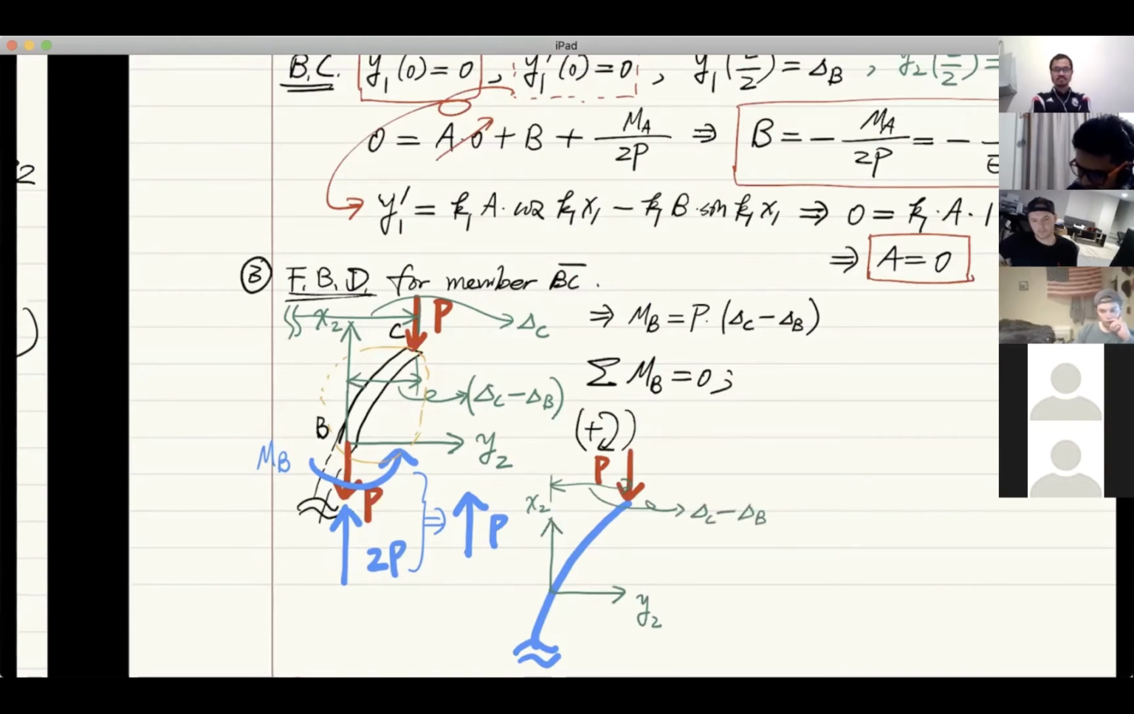But our free body diagram is not at the end. Our free body diagram is cut from here to somewhere in between. That's how we cut the free body diagram. So even at this point, you will still have this force P. And do we have internal moment? We do, right? We do have internal moment because you cut it somewhere here. You still have internal moment here. This is your internal moment.